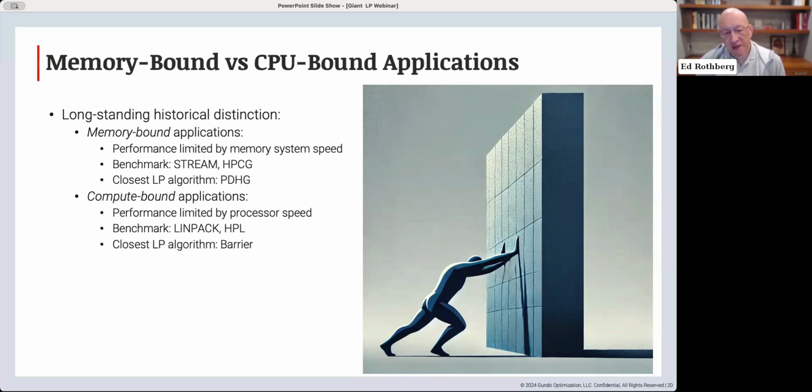For compute bound applications, I'd say the prominent benchmarks are LINPACK and HPL. If you look at the barrier solver for LP, the sparse factorization looks very, very similar to LINPACK. And so we can get a sense of what to expect for these LP algorithms by looking at fairly standard benchmarks.